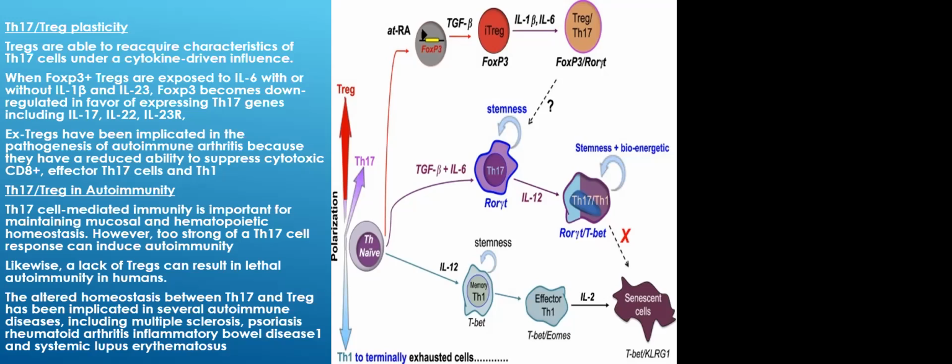So the altered homeostasis between Th17 and Treg has been implicated in several autoimmune diseases, including multiple sclerosis, psoriasis, rheumatoid arthritis, inflammatory bowel diseases, and systemic lupus erythematosus, where the Tregs, instead of secreting interleukin 10, become Th17. They become criminals instead of suppressor cells, and they start stimulating destruction and autoimmune reaction, and are involved in the pathogenesis of all those chronic autoimmune or inflammatory diseases.